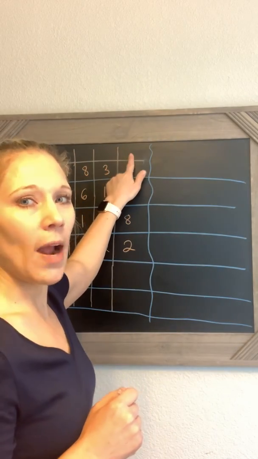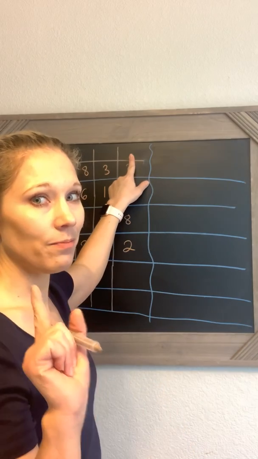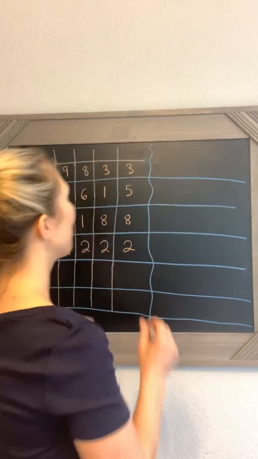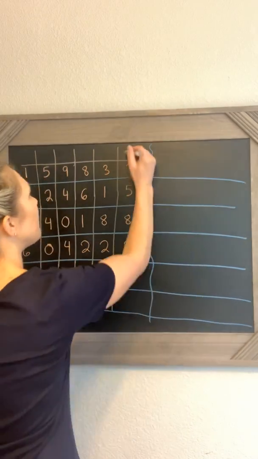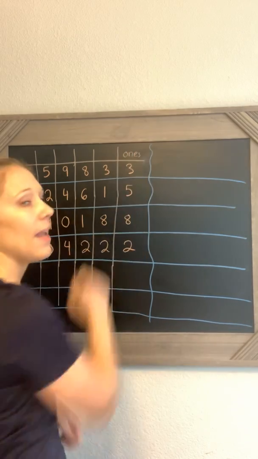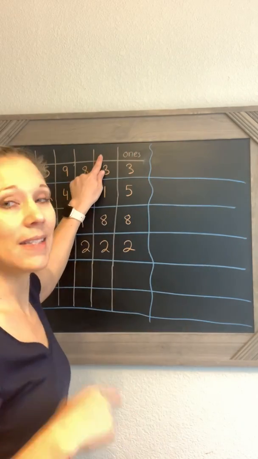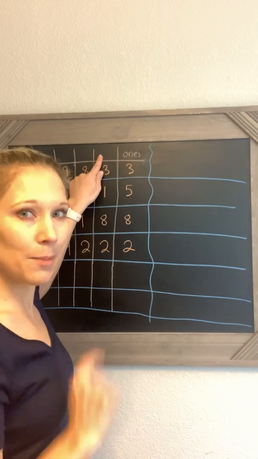So on the far right, we always start with our what place? Ones, good job. I'm going to assume that you said ones. And one digit bigger than our ones place is our tens place. Good job.